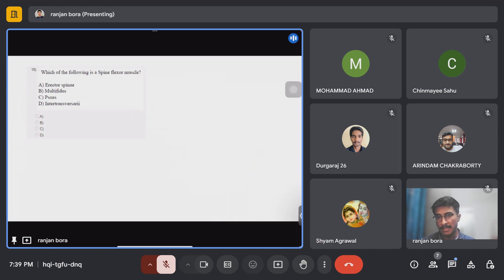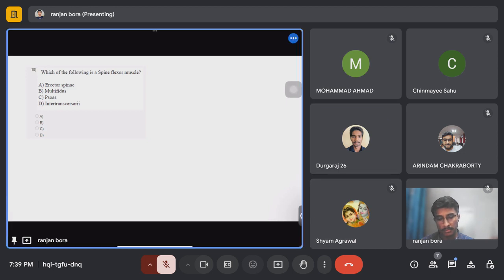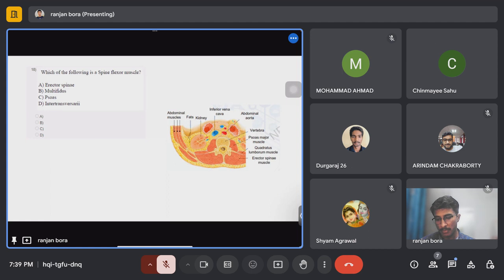Which of the following is a spine flexor muscle? Erector spinae. No. See, in this figure, which are the spine muscles? We have two spine muscles. One is the psoas major muscle, and one is this erector spinae muscle.